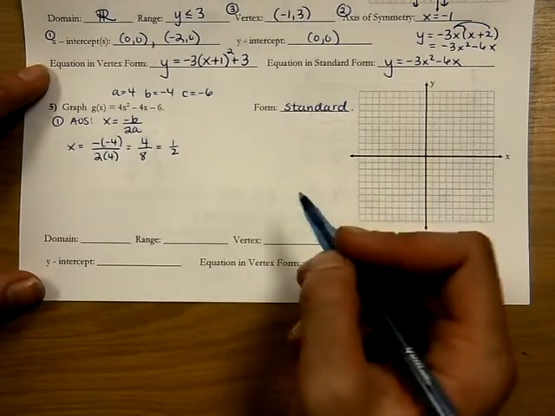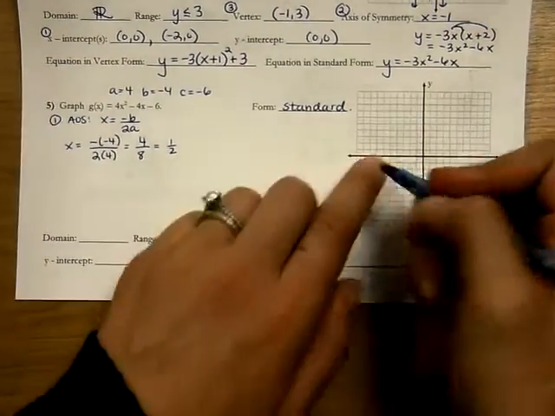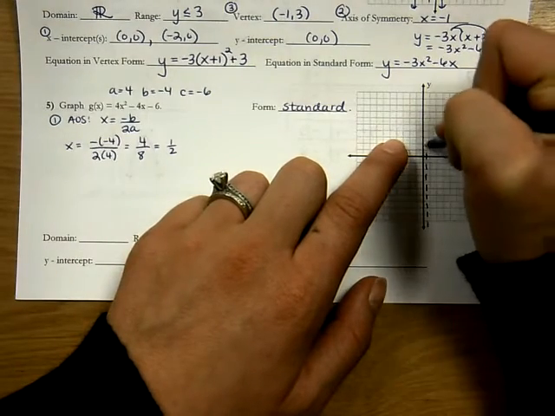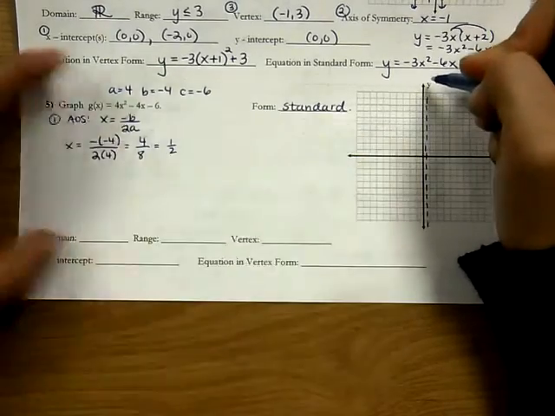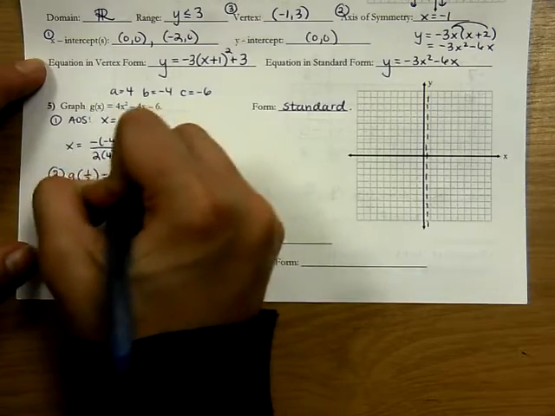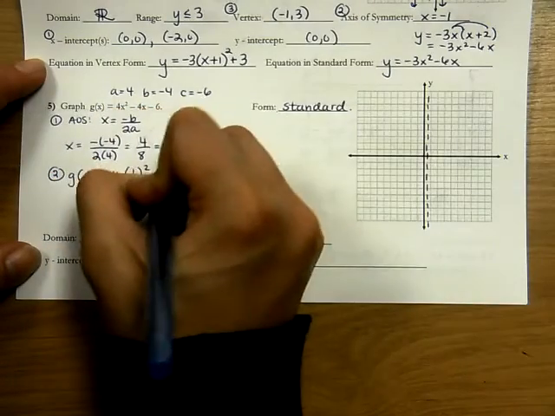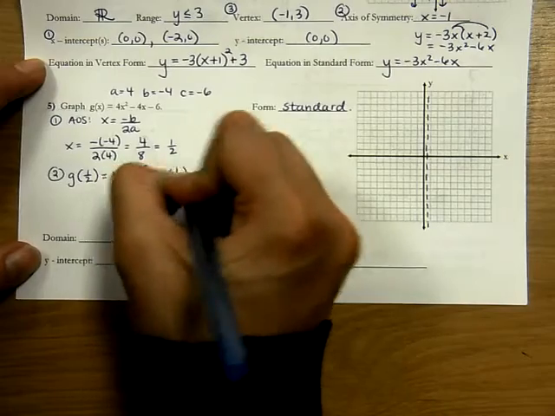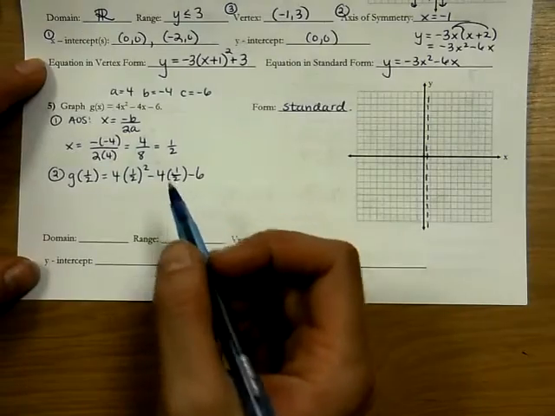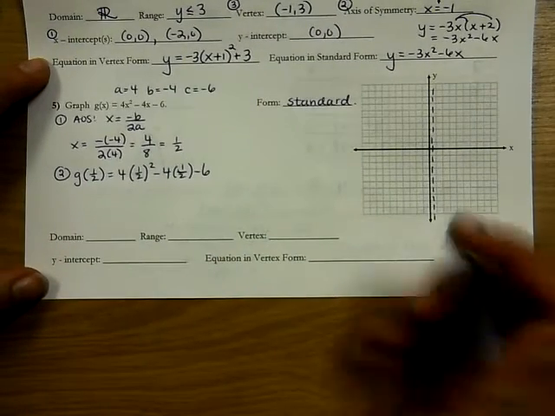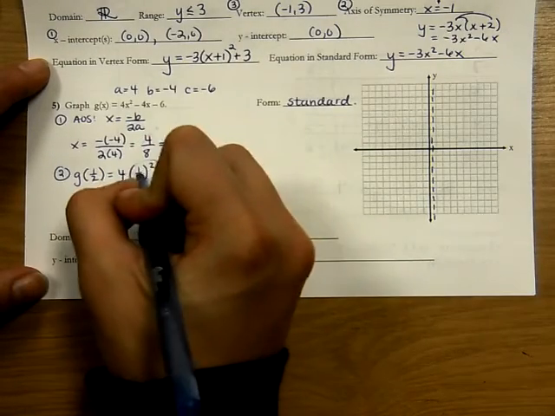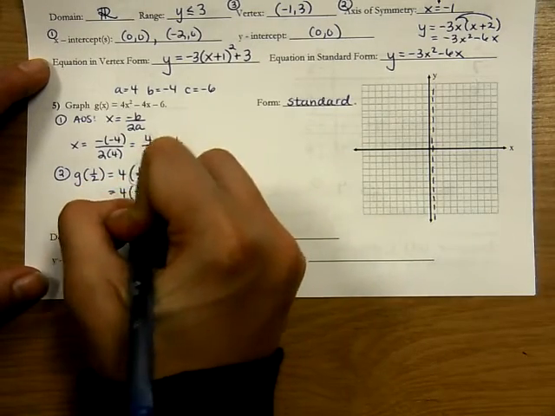All right, so now I use that to find the vertex. So let's first graph this. We know the vertex is somewhere along this dashed line, somewhere along this axis of symmetry. So step 2, g of 1/2 would equal 4 times 1/2 squared minus 4 times 1/2 minus 6. Now if you wanted to, you could enter that all in your calculator. Or if we're practicing our mental math skills, we can do it out by hand. First do our exponents. 1/2 squared would be 1/4.